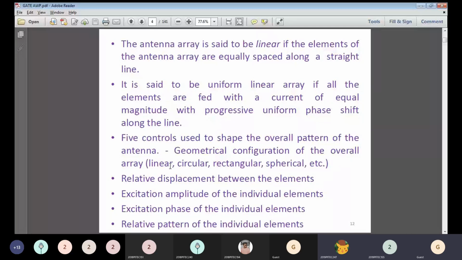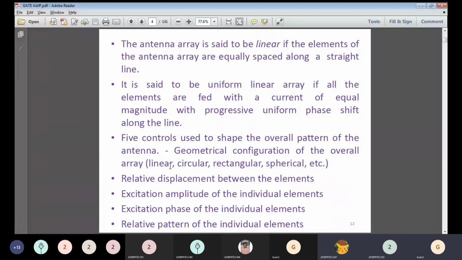The general types of antenna array are the linear array and the uniform linear array. Keep that in mind. Now we'll see what a linear array is. An antenna array is said to be linear if the individual antennas of an array are equally spaced along a straight line. This is going to be called a linear antenna array.